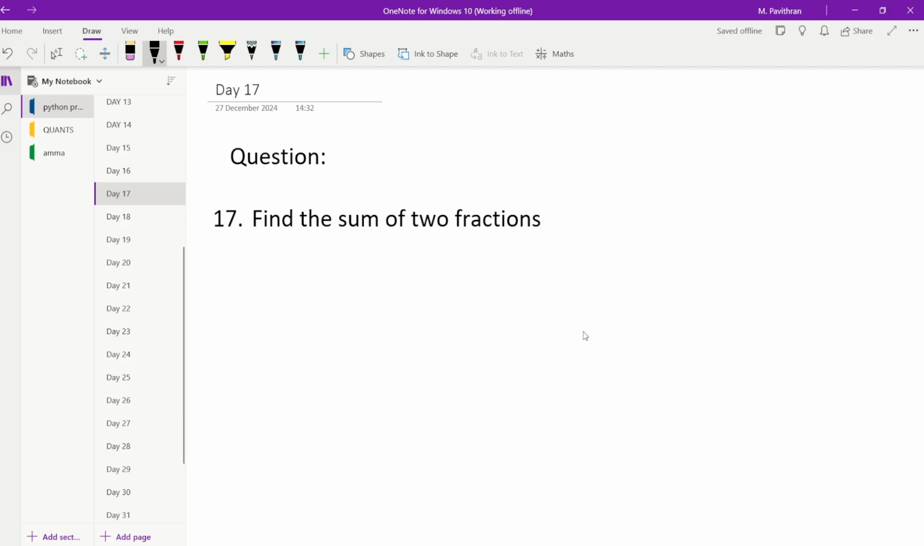Today we are challenged with the question to find the sum of two fractions. Before we start coding, we shall try to understand how the addition operation is performed among fractions. Let's use the pen and paper method to get some clarity.